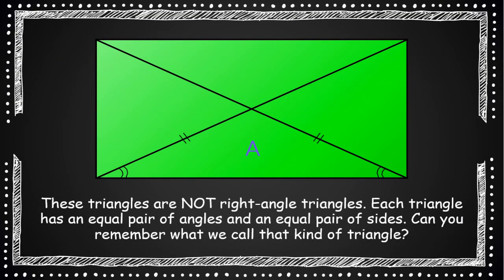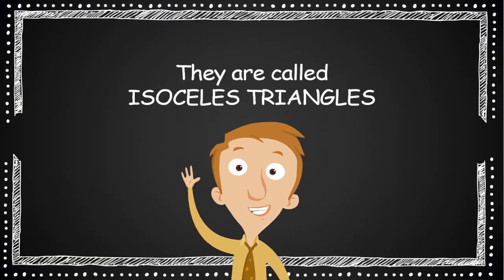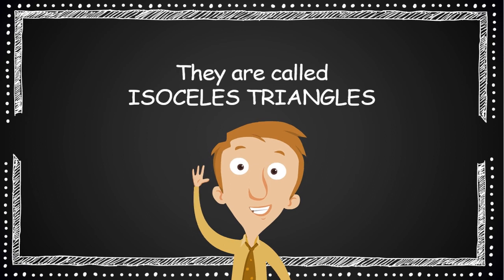So these are also triangles, but they're not right angle triangles. Instead, each triangle has got a pair of equal angles and a pair of equal sides, like this triangle A. Can you remember what triangle has these properties? Pause the video and write down the answer if you haven't already got it. Remember, 2 sides equal, 2 angles equal, it's an isosceles triangle.